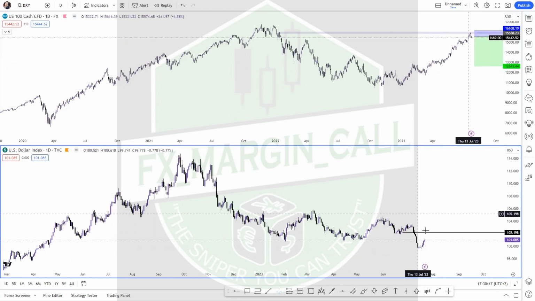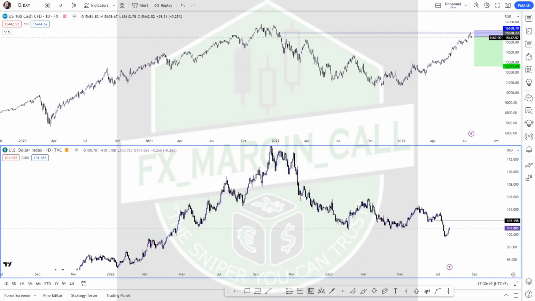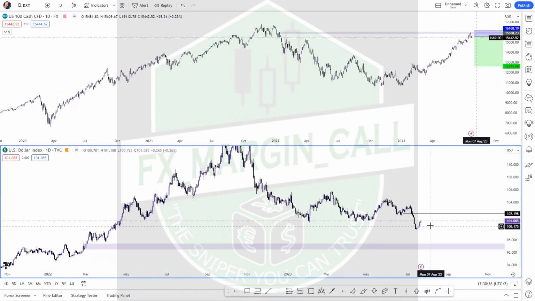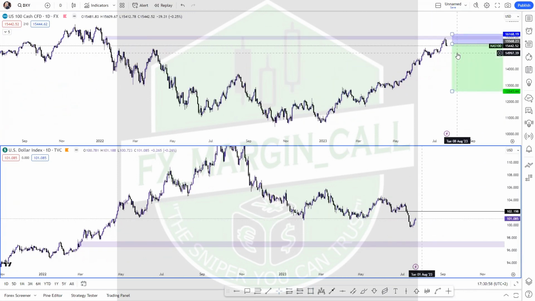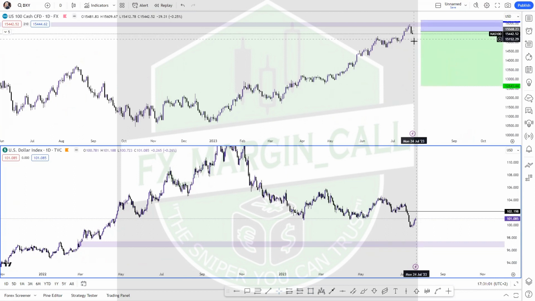Let me gather my thoughts. Because right now what we're looking at is a possible long position relatively around this area here, meaning that this push to the upside here will result in a drop in value. We'll see the price continue to drop.